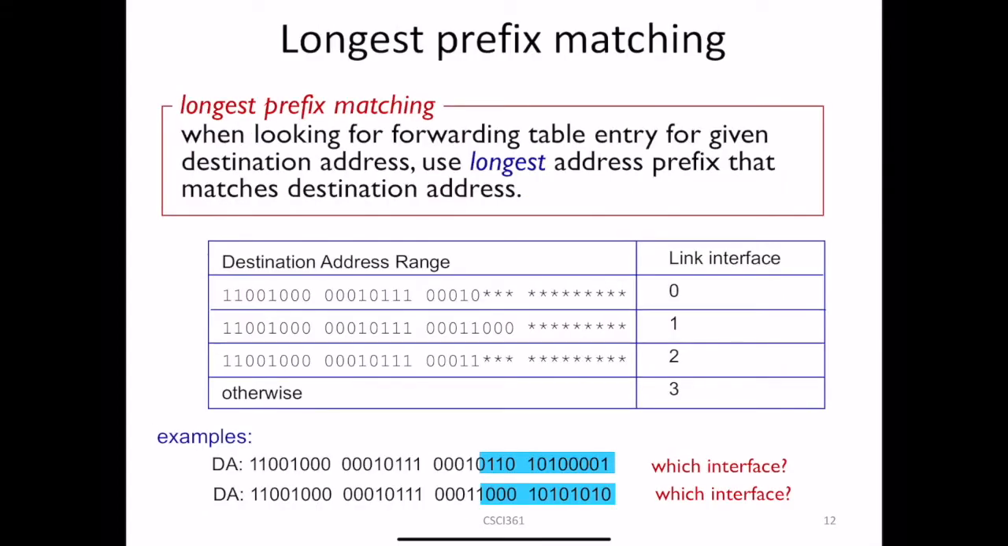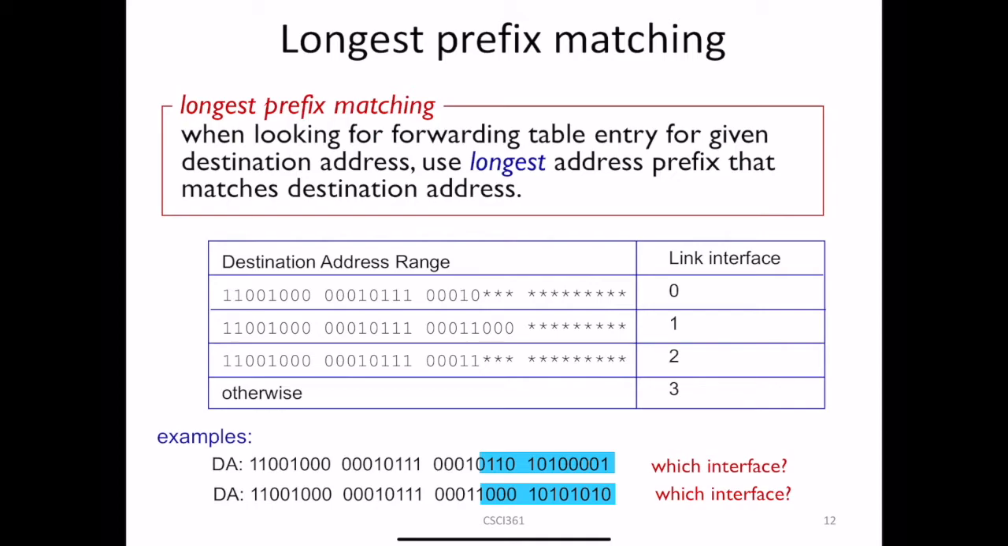Actually, the engineers, they are so smart. So the solution they gave us is longest prefix matching, which is when looking for a forwarding table entry for a given destination address, they will use the longest address prefix that matches the destination address. For example, here, this gives us a table, and each entry is just a prefix for that range.